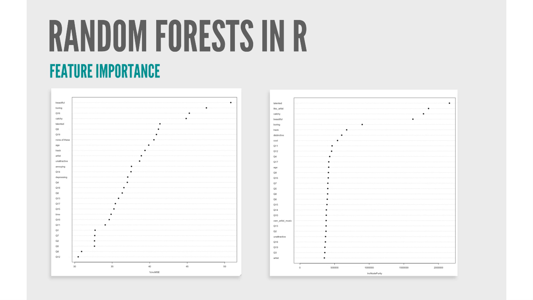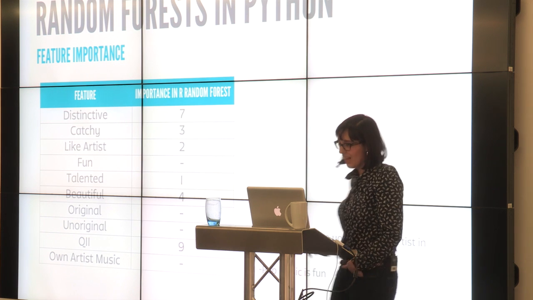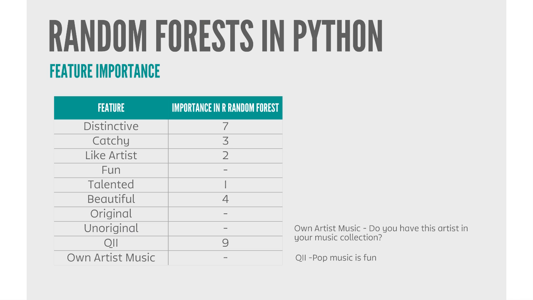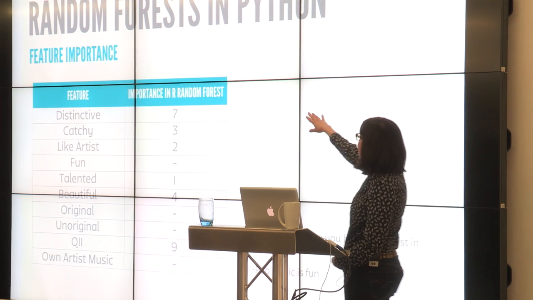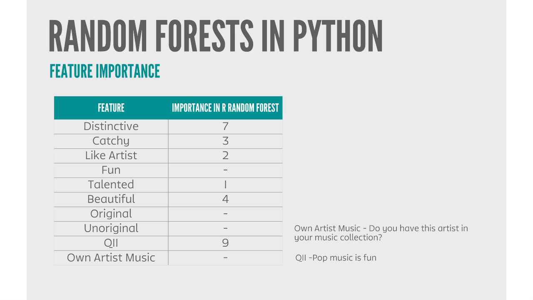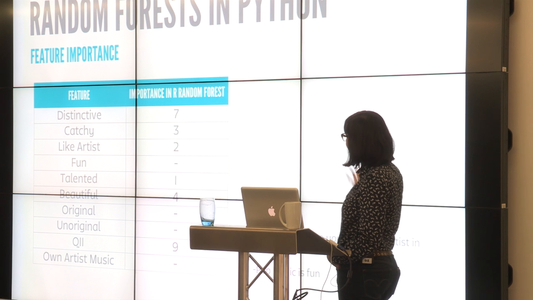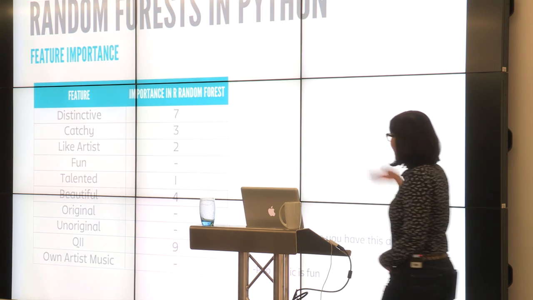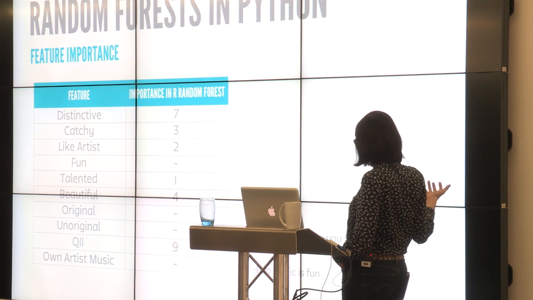Then if you do the same thing in Python, you can list the top 10 most important features according to this randomForest implementation. The second column tells you how they compare to the R one. So distinctive, the top feature here, was number 7 in the R one. Catchy was number 3. Like artist was number 2, etc. So they're not super, super different.